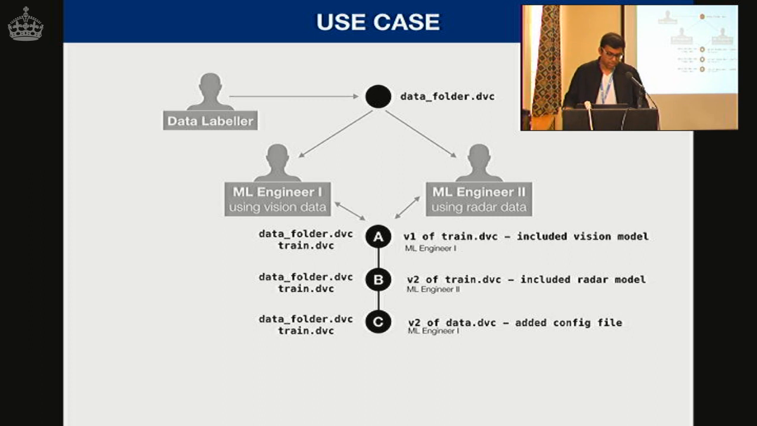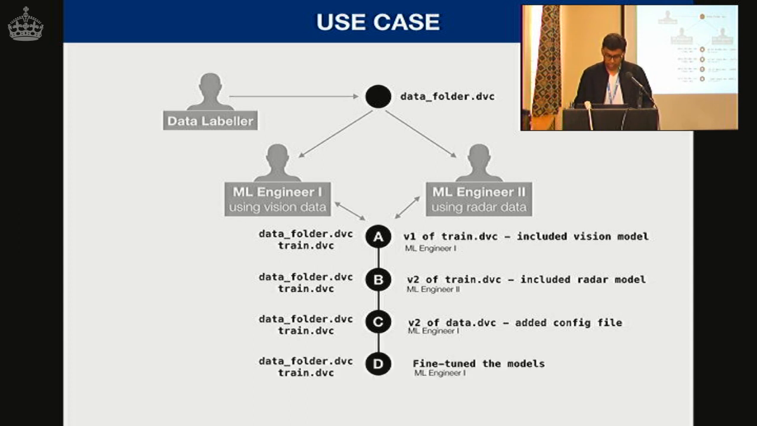Now again, the ML engineer using vision data realizes that this data needs updating. There are some config files that need to be added, so I'll update the data folder. So he updates the data_folder.dvc. And finally, the ML engineer using the vision data wants to fine tune the model. So he updates the train.py and updates train.dvc.